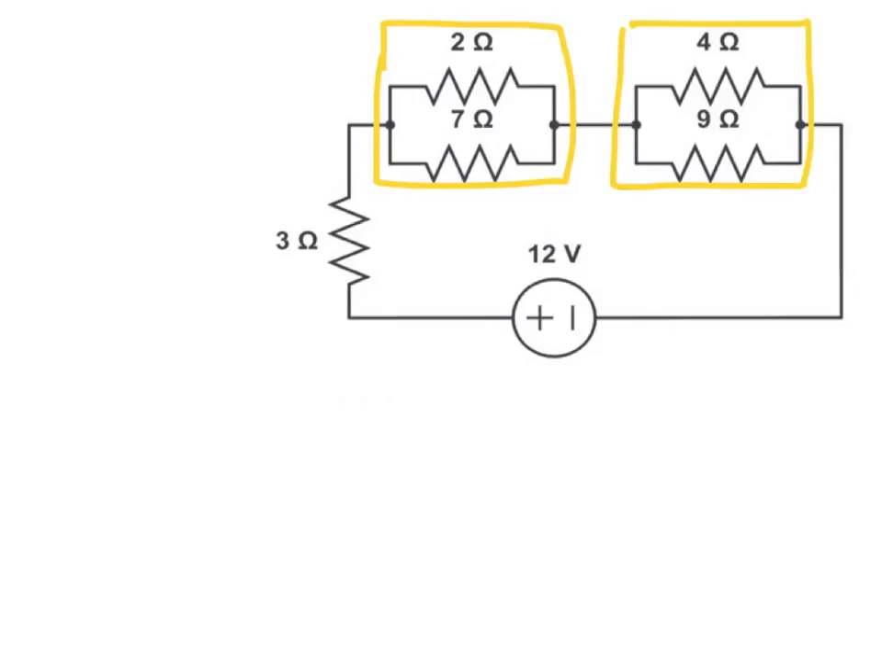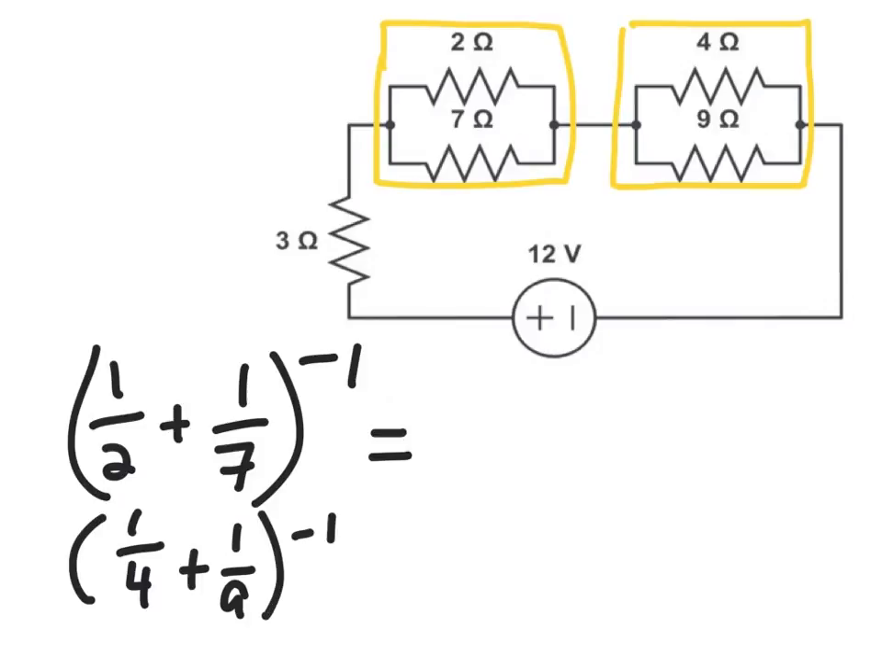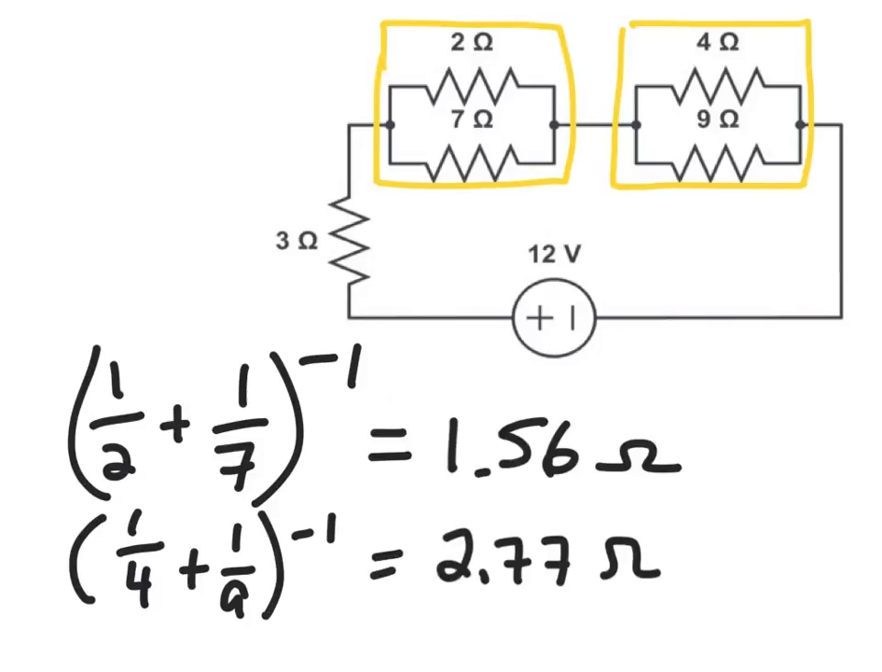So we're going to do 1 over 2 plus 1 over 7 to the negative first, because those are in parallel. That's going to give me a value. And then I'm going to do 1 over 4 plus 1 over 9 to the negative first, and that's going to give me a value. So let's calculate those. Alright, so there, I calculated those.